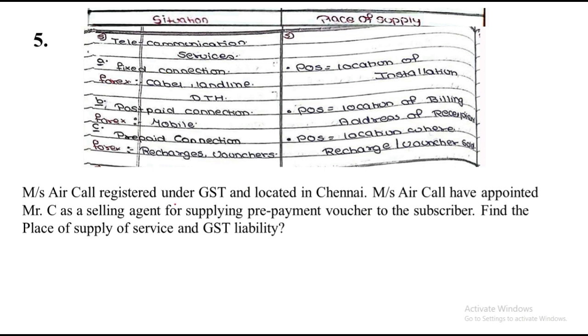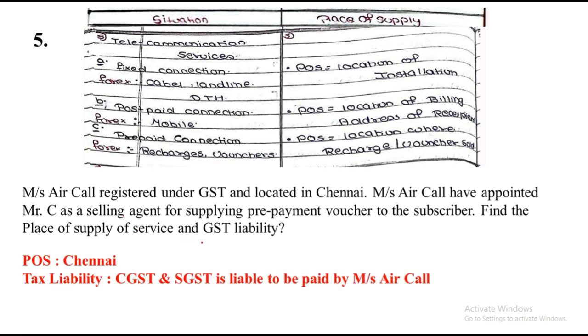So here your place of supply will be nothing but Chennai, and the tax which will be there will be CGST and SGST. Okay, so for telecommunication services, wherever the installation has taken place, or for postpaid wherever the recipient stays, or for the prepaid wherever the vouchers have been sold, those areas will become your place of supply.